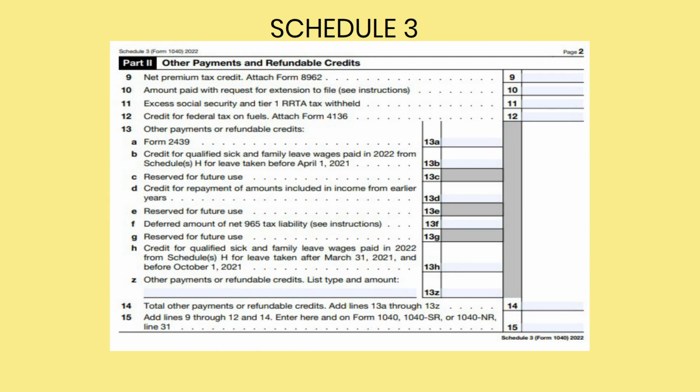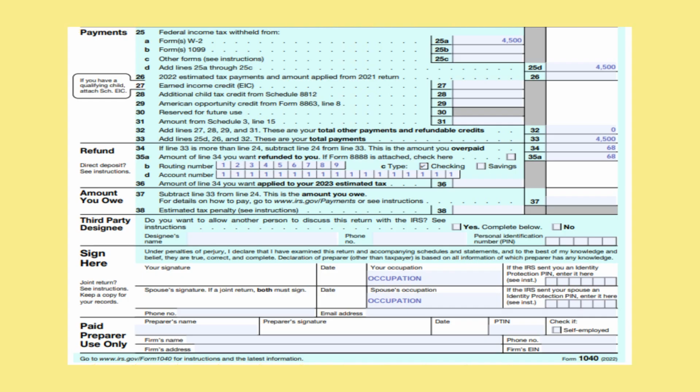Most common other payment from Schedule 3 would be if you paid in an amount when you requested an extension of time to file. Line 32 in our example will be 0 as we do not have any other payments or refundable credits. Line 33 are your total payments. In our example, this is $4,500. As we have an overpayment, we will place it on line 34, which is $68 in our example. And since we would want it refunded, we would put it on line 35A.